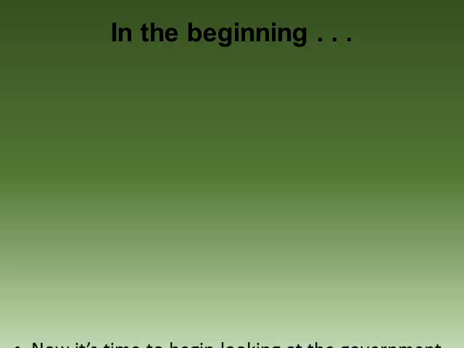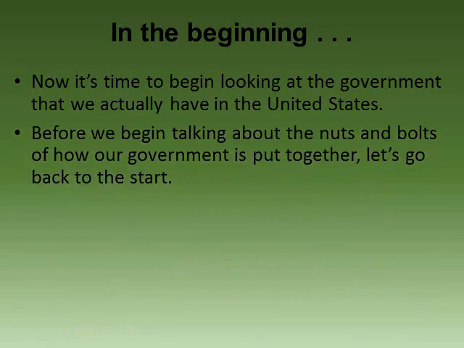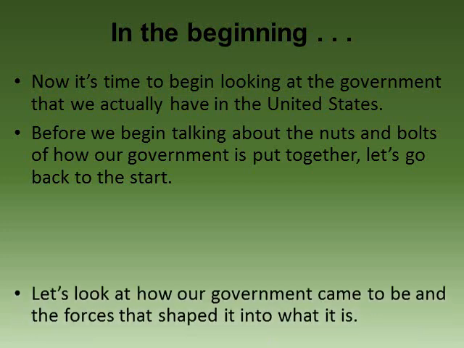Well, so far what we've done is we've looked at some basic theory and philosophy underpinning government and why we have it and what it can look like in different forms. Now we're going to start our study of what we actually have in terms of government in the United States of America today. Before we start talking about all the nuts and bolts of how it's put together, though, we're going to go back and take a look at how it came to be.